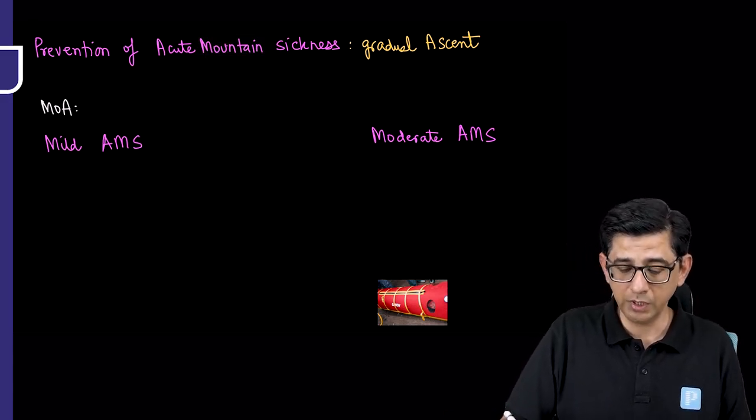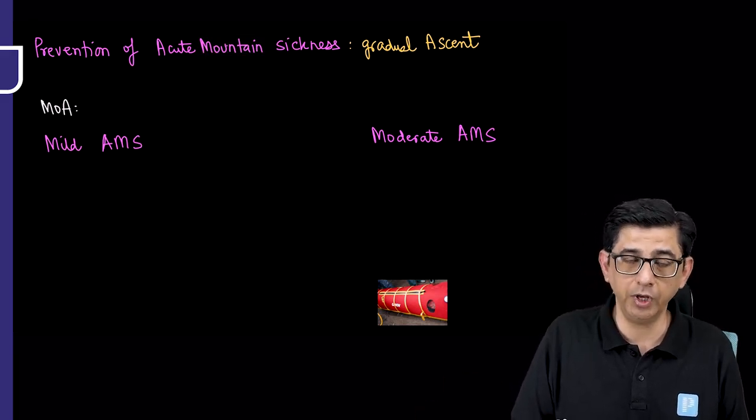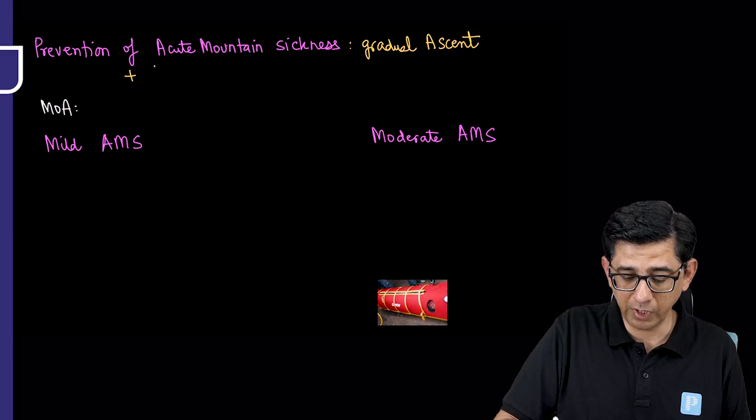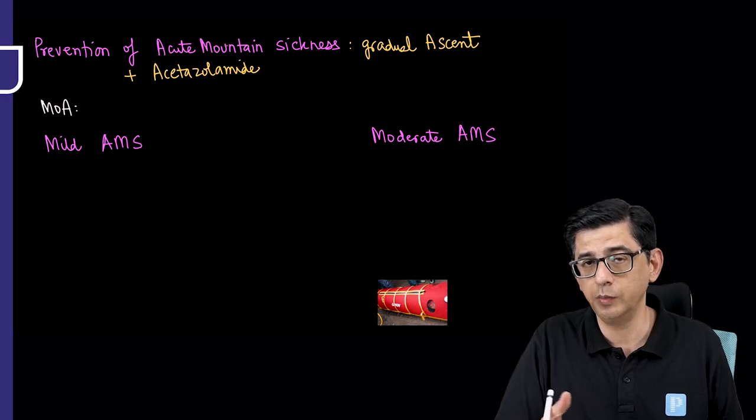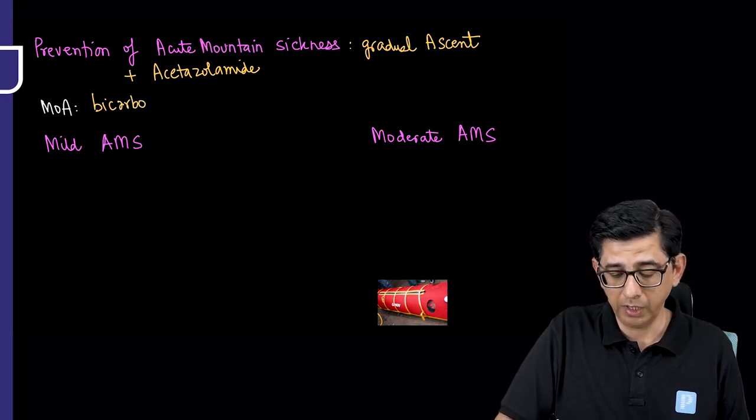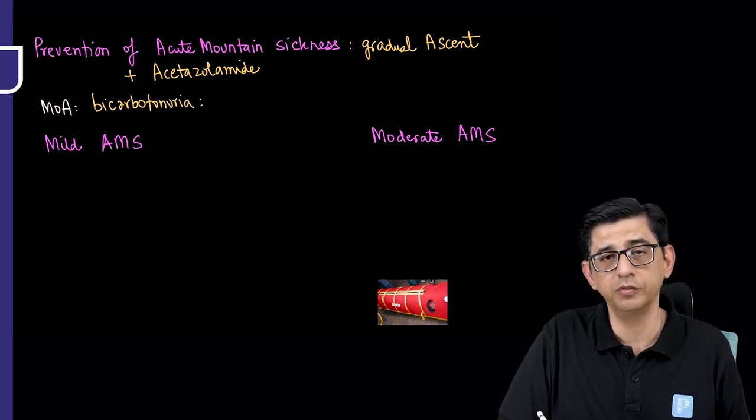But gradual ascent alone may not be practically possible, and at the same time may not be sufficient. So we also need to use a drug, and that's why they will love to ask you regarding acetazolamide. And acetazolamide is a carbonic anhydrase inhibitor. Now, one of the mechanisms of action of this carbonic anhydrase inhibitor is that it causes bicarbonaturia. It causes loss of bicarbonate in the urine of a person.